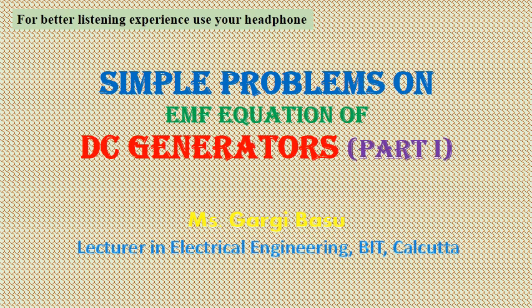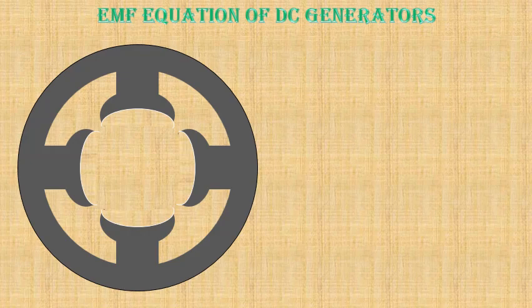Today we shall solve a couple of simple numerical problems on DC generators utilizing its EMF equation. This is a 4-pole stator structure of a DC generator. For the general case, let us assume the total number of poles be P.